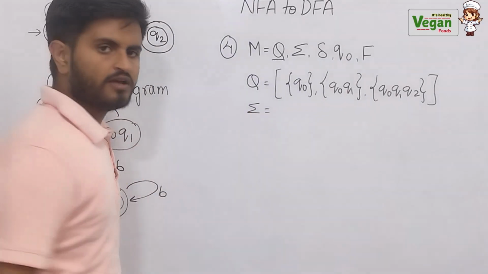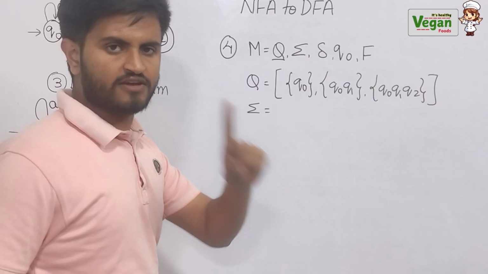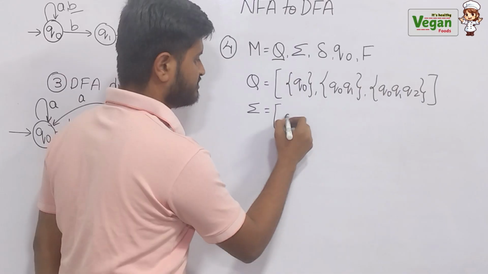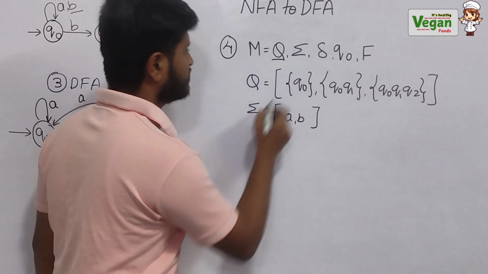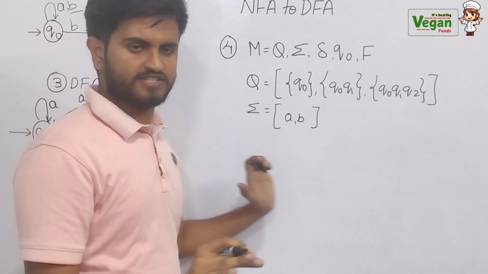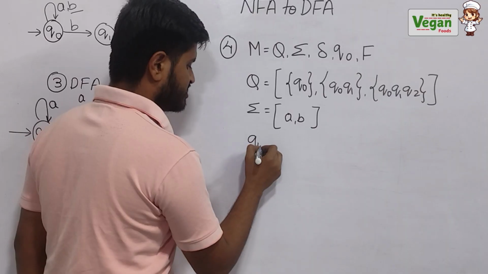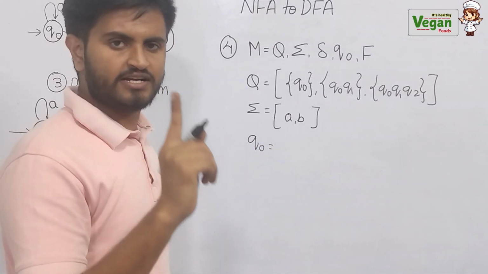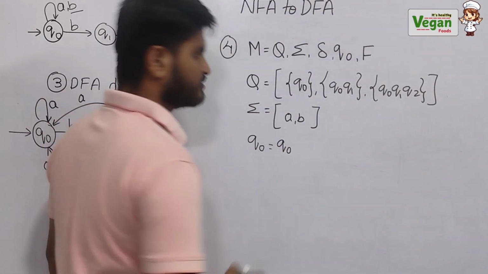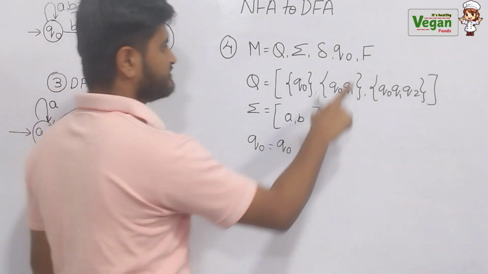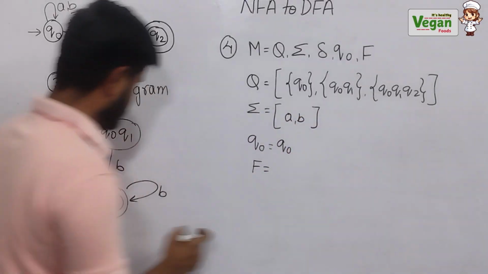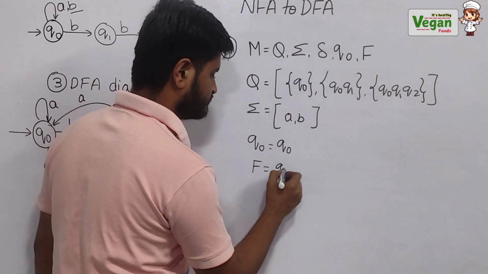Next, sigma represents the input symbols that you have used in the DFA diagram. So small letter A and small letter B are used. So write A comma B. Next, delta means the DFA transition table which we wrote in the second step itself. So no need to write it again. Next, Q0 means the initial state in the DFA diagram. Which is the initial state? Q0. So the initial state is Q0. Now let's write the final state F. So F means final state. Which is the final state? The final state is Q0, Q1, Q2.